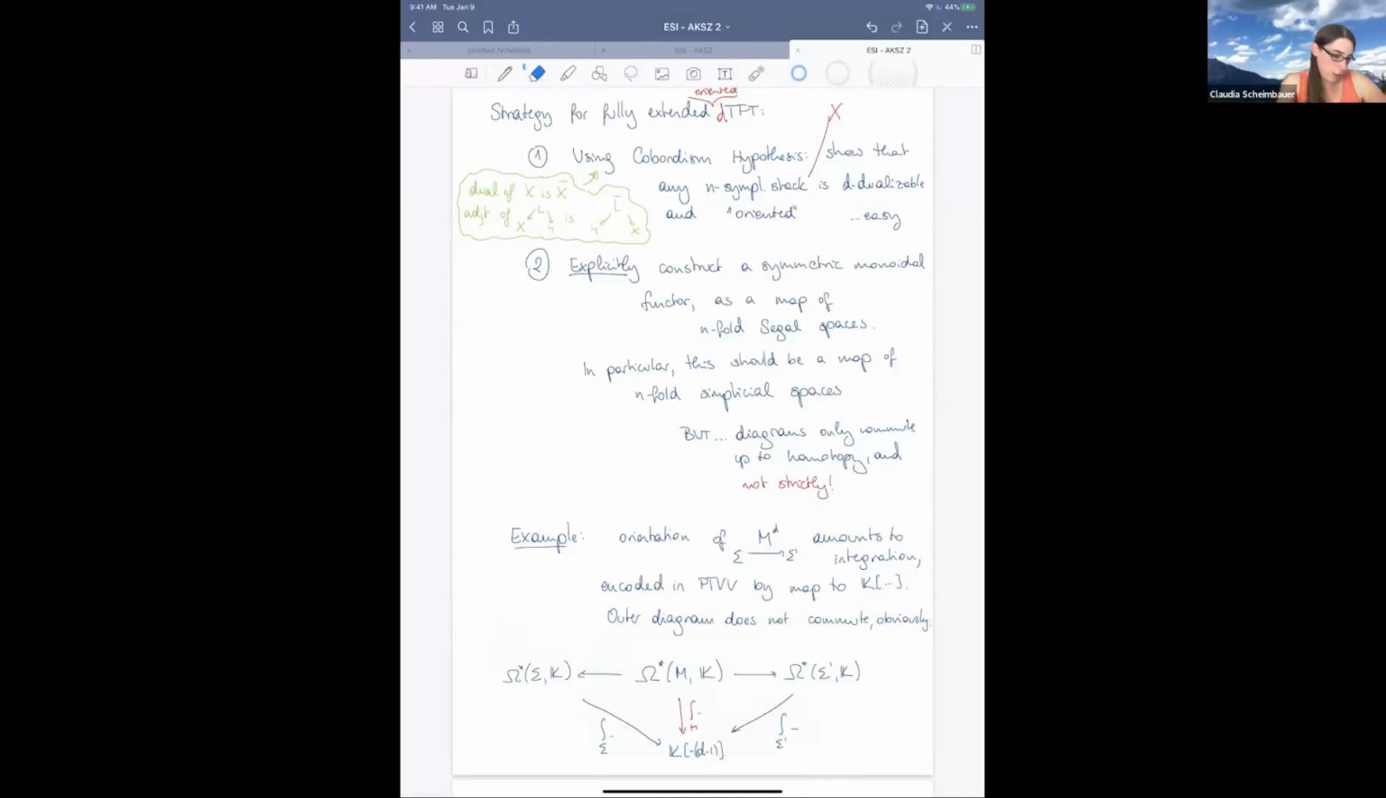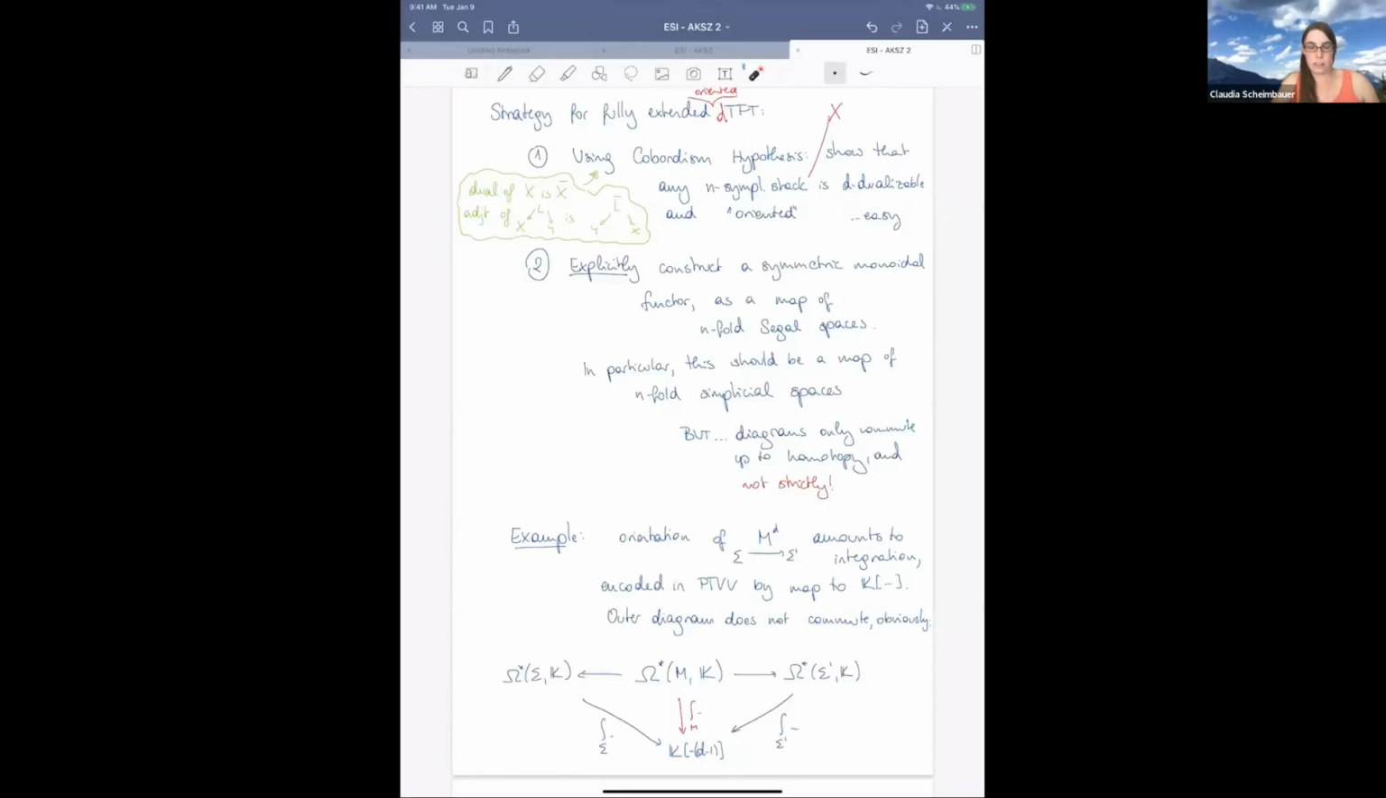Okay, so let's look at the following diagram. Our orientation corresponds to integration. So we integrate a form on sigma, and we land in K shifted by D minus 1. Or we integrate a form on sigma prime, and we land in the same thing. Or we could integrate in the middle with M, and then we would land in K shifted by D. So there's already something weird going on here. That's the interesting part: it lands in K shifted by D, which means that if I can map it to here, then it's 0.